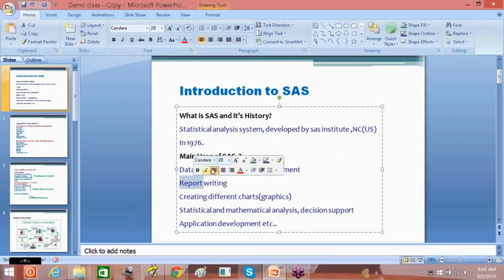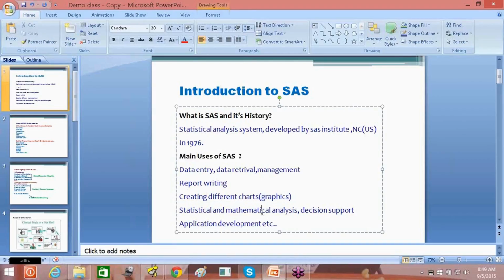Then there is report writing. Using SAS software, you can also generate some reports, and create different types of charts. Sometimes your client will ask you to generate graphs, not reporting files like PDF or HTML. These are the different types of reporting file formats. Sometimes we will expect the same report as graphs, but we have that feature in SAS software, so you can also generate graphs.